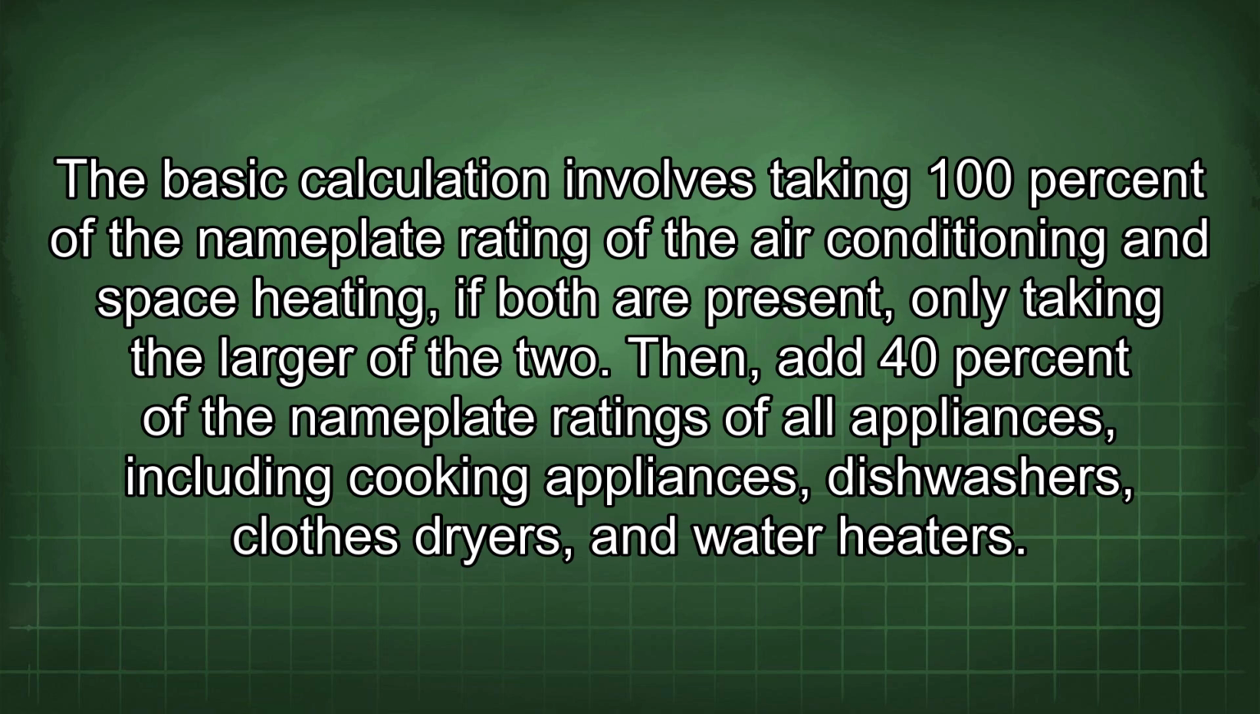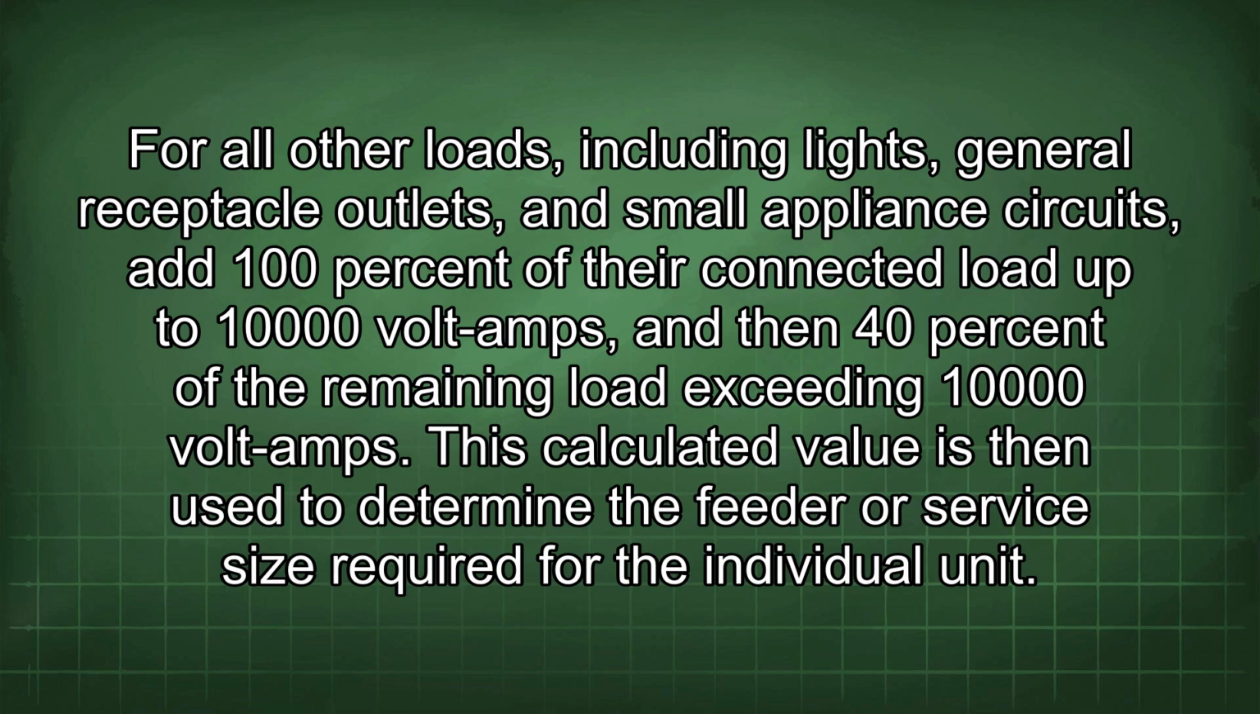Then add 40% of the nameplate ratings of all appliances, including cooking appliances, dishwashers, clothes dryers, and water heaters. For all other loads, including lights, general receptacle outlets, and small appliance circuits, add 100% of their connected load up to 10,000 volt amps, and then 40% of the remaining load exceeding 10,000 volt amps. This calculated value is then used to determine the feeder or service size required for the individual unit.